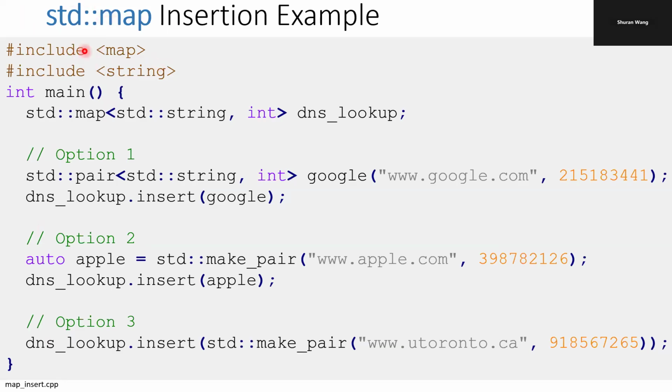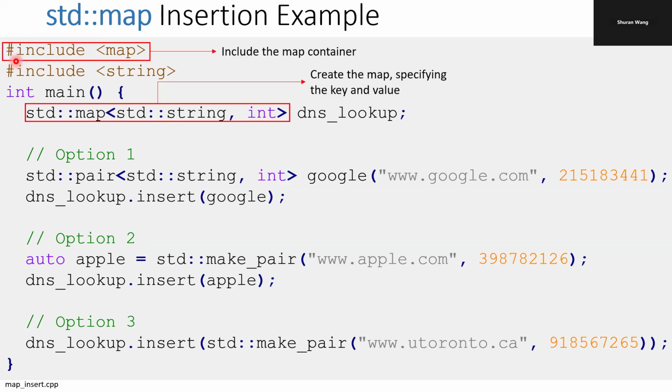So using the map, we first obviously need to include the map container. And then we define the map where the key is strings, the values are integers. And we have 3 options of inserting into the map. The first option is that we create a pair using the pair's constructor. And then we insert the pair.